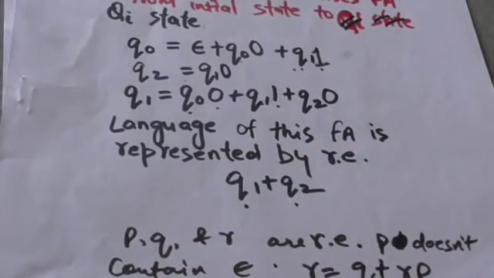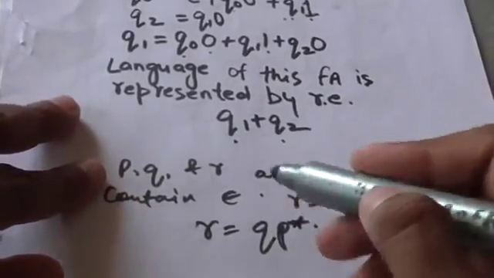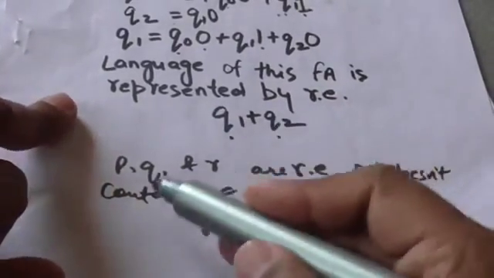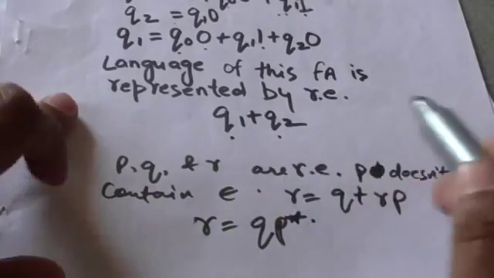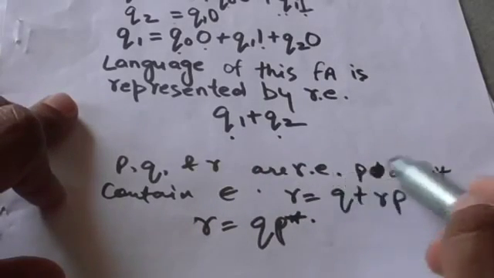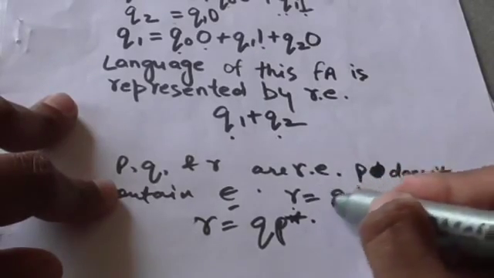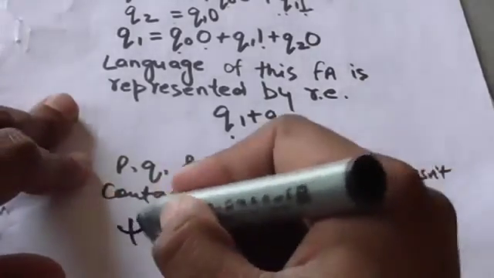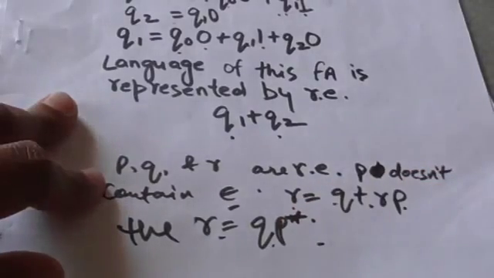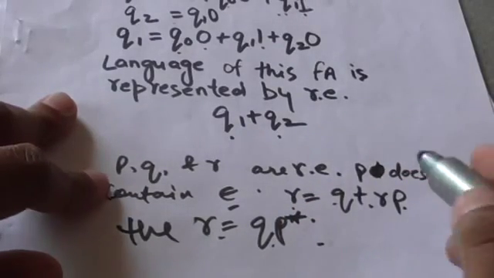Now see, what is Arden's theorem? If P, Q and R are regular expressions and P doesn't contain the empty string, and R equals Q plus RP, then R equals QP clean, right?